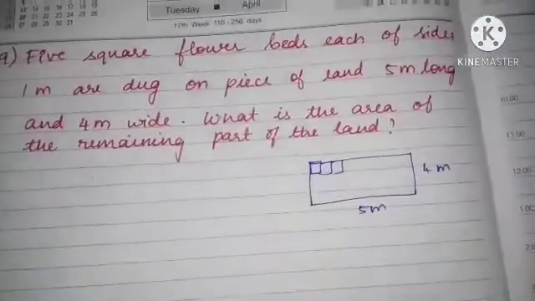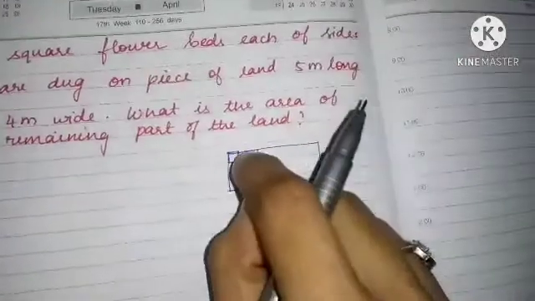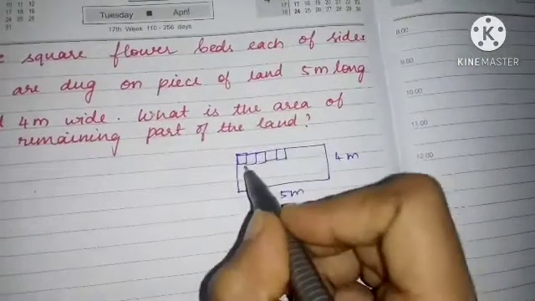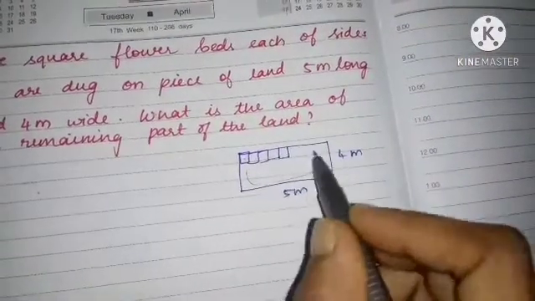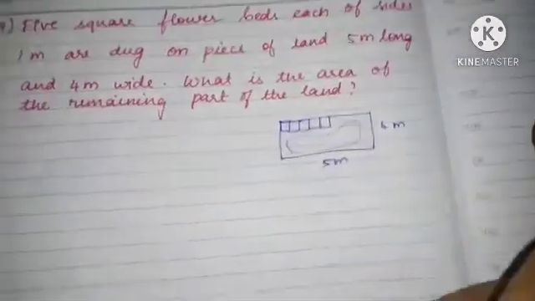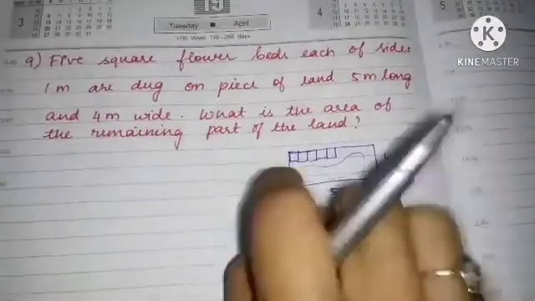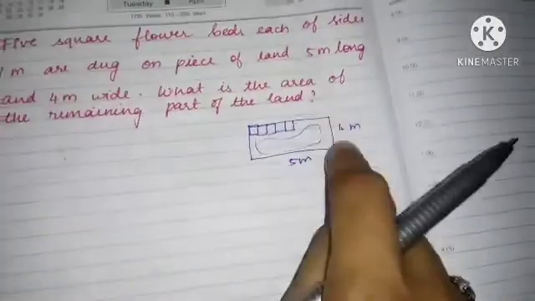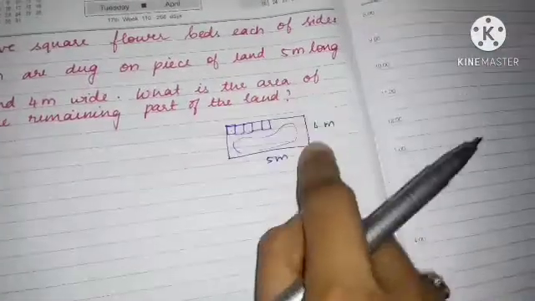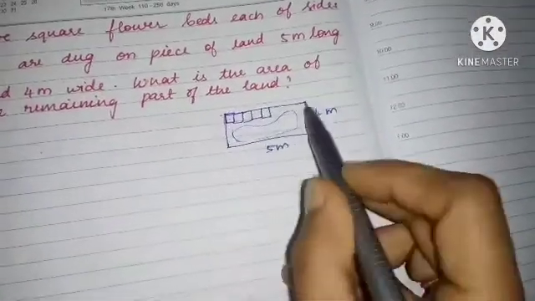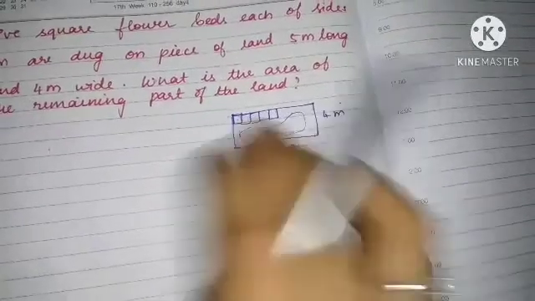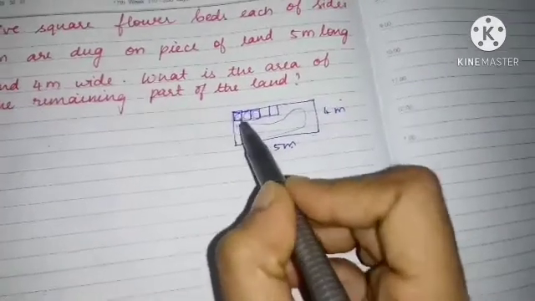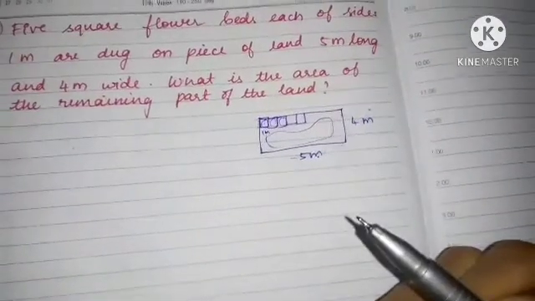What is the remaining part of the land? For example, 5 flower beds are kept in this piece of land. We are supposed to find the remaining part where these flower beds are not there. That land size is 5 meter length and 4 meter wide, and that small flower bed is 1 meter side. That is the given question.